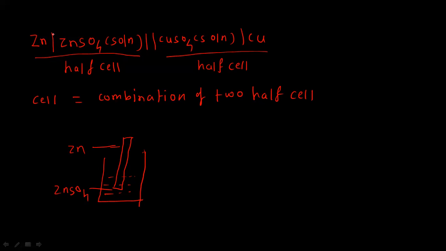So this single vertical line stands for a contact between the electrode and its solution. So a zinc metal plate is dipped in the solution of zinc sulfate, or a zinc metal rod is dipped in the solution of zinc sulfate.